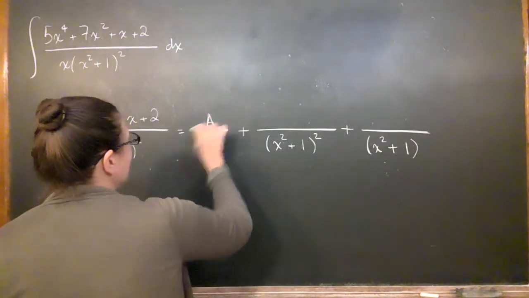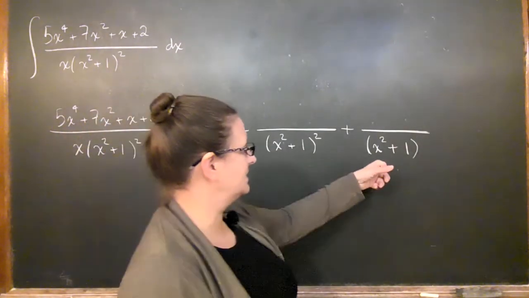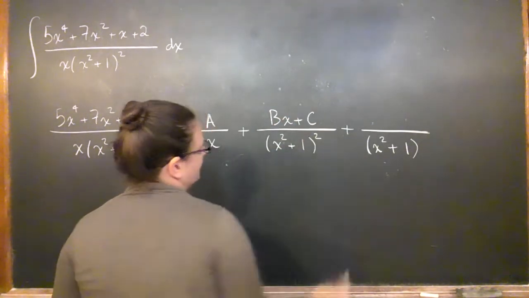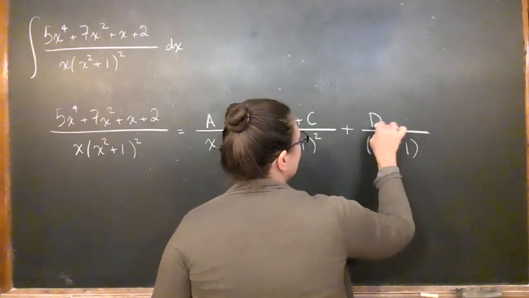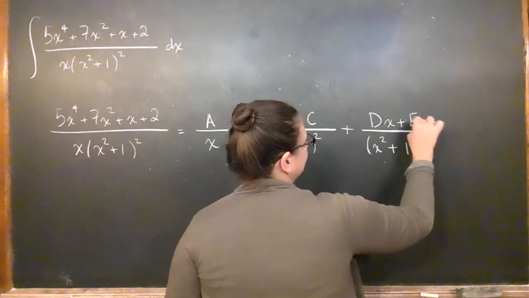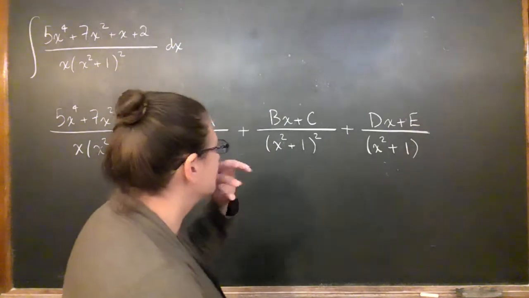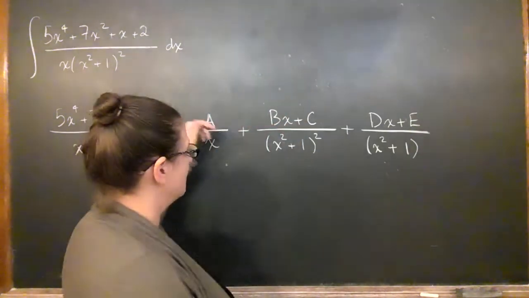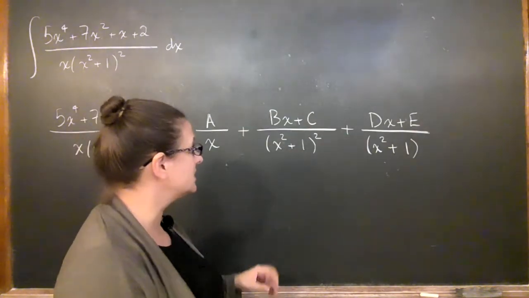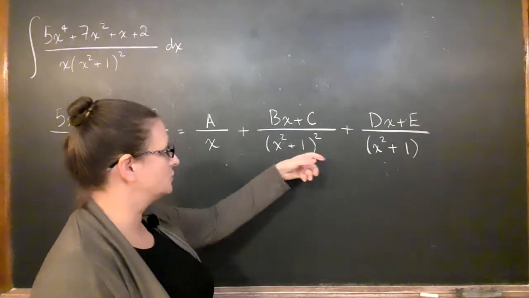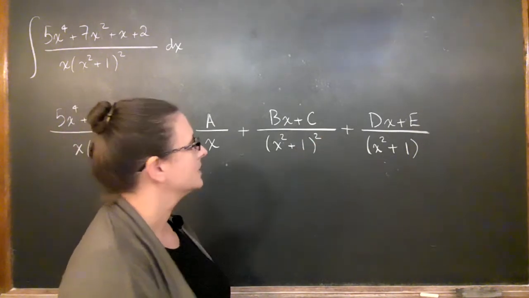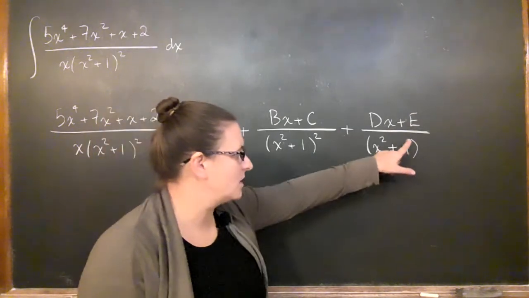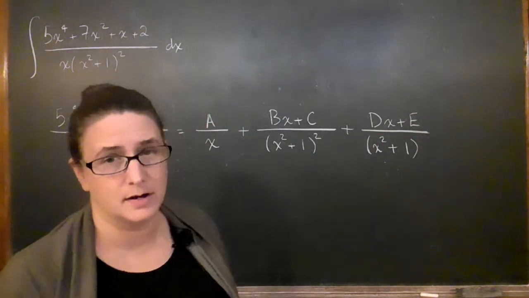This guy's going to be A, but both of these, because it's an x squared, are supposed to be the Bx plus C form. Bx plus C and then Dx plus E. Okay? You don't have to square this top part. You just want to let the top be Bx plus C, no matter how much this bottom part is squared, third, cubed, whatever. This form just comes from the fact that this is an irreducible quadratic.